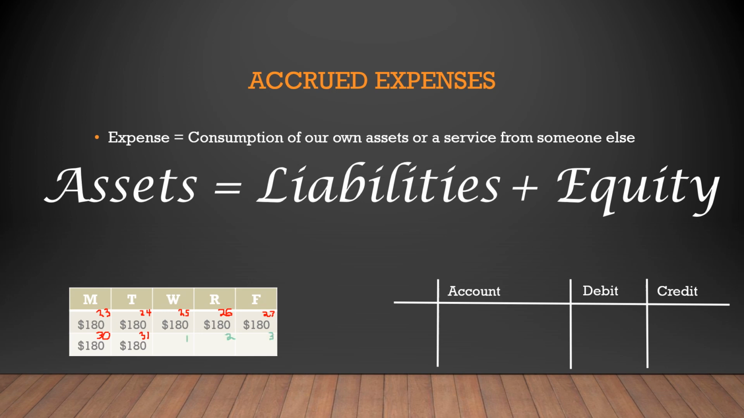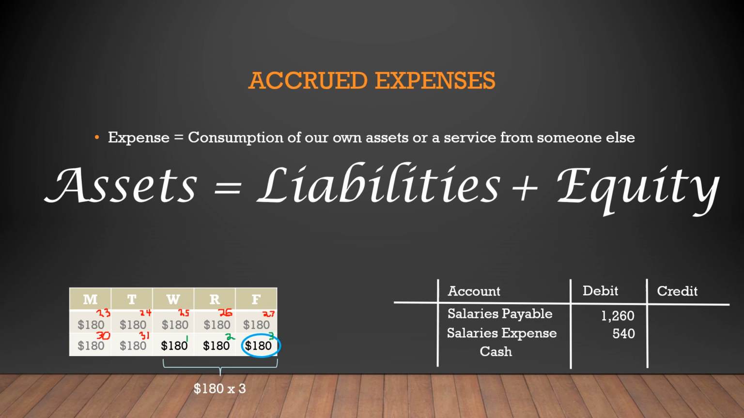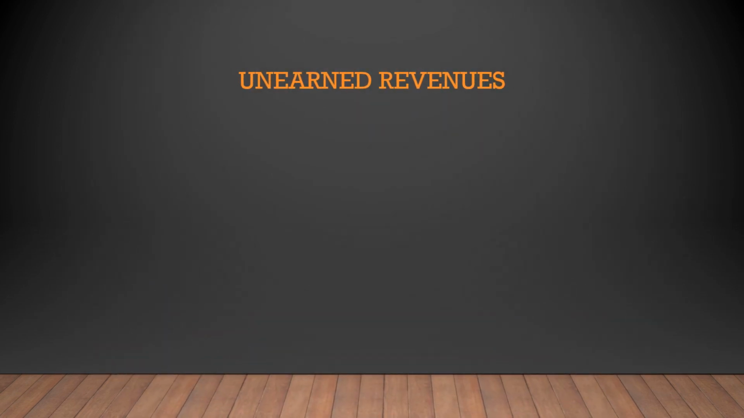What happens on Friday when CNA pays the employee? CNA will certainly pay the liability owed, and it will disperse the cash to the employee, but it won't pay out $1,260. The employee worked 3 more days, so we need to record another expense of $540. The 3 additional days times 180 per day. Total cash paid will be $1,800, the biweekly pay. That takes care of our adjusting entries for our expenses.